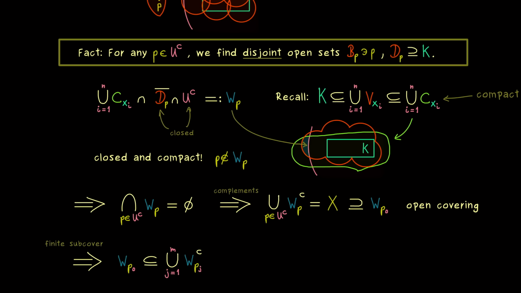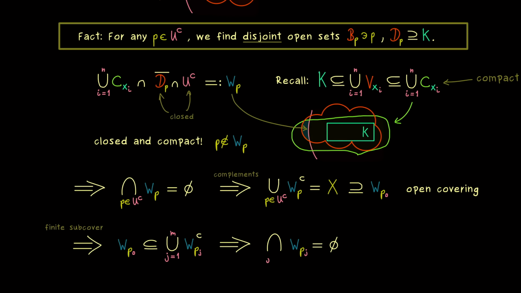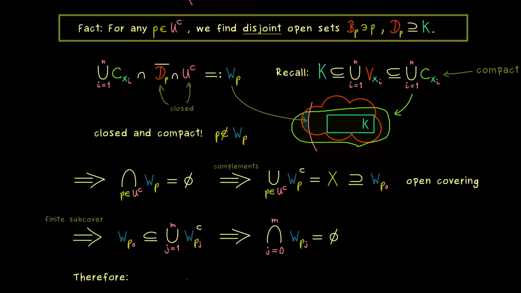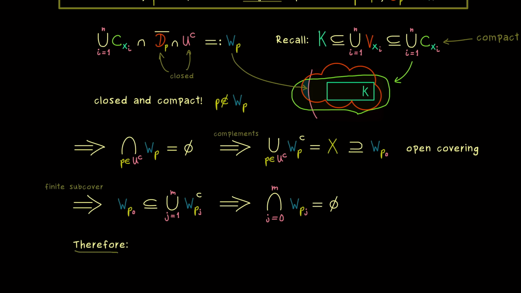But here please keep in mind, on the right hand side we still have the complements of the W sets. So the meaning of that is that WP0 lies completely in the complements, which implies that the intersection with the original sets WPJ has to be empty. So you see, suddenly our infinite intersection is just a finite intersection with m+1 elements. So by going back to the definition of WP, it means that we only need finitely many of the D neighborhoods.